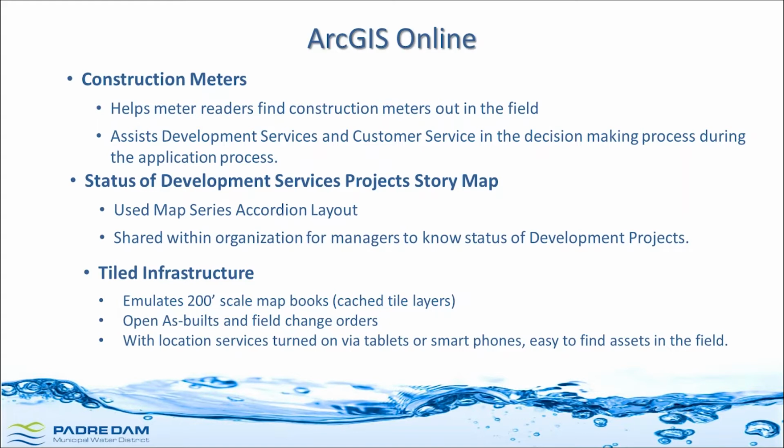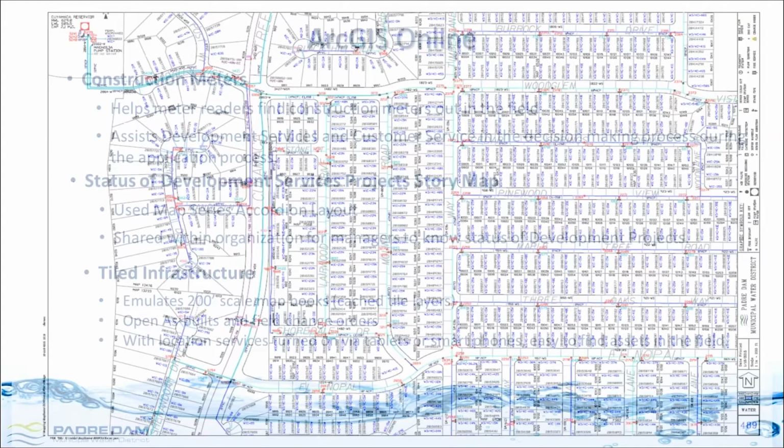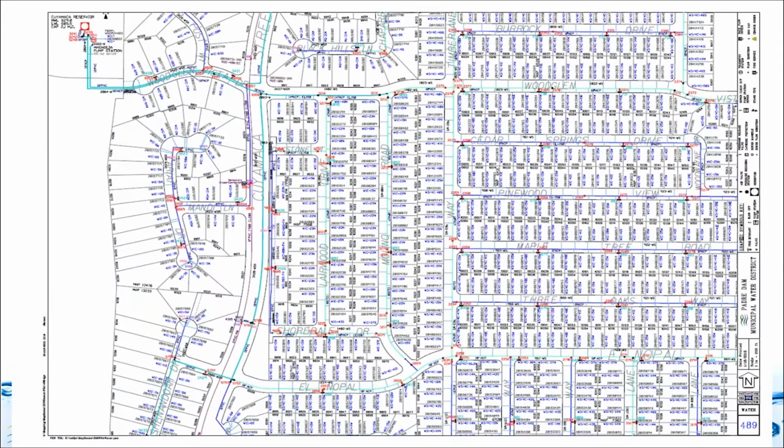Most of our crews now have an ArcGIS Online user account, so they prefer using their smartphones or tablets out in the field over those 200 scale map books, which most of you, if you're water customers, are familiar with. We do still keep these map books in the duty trucks and such, just as an emergency backup plan.